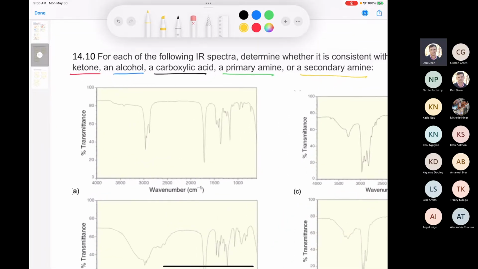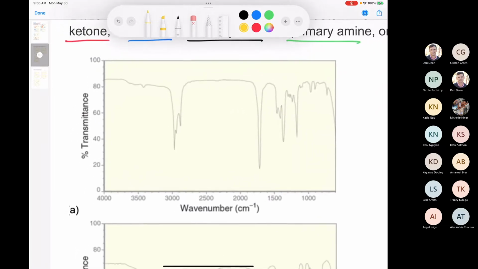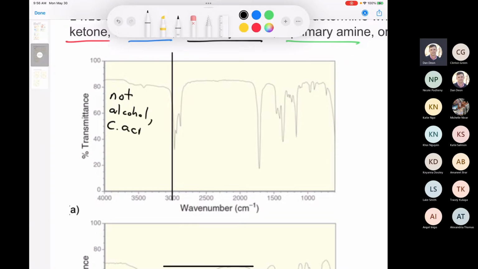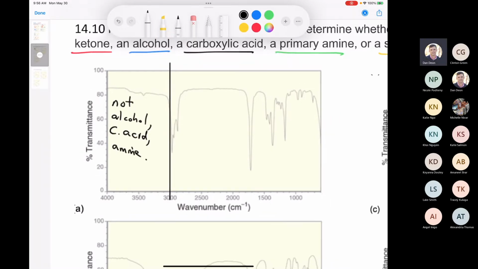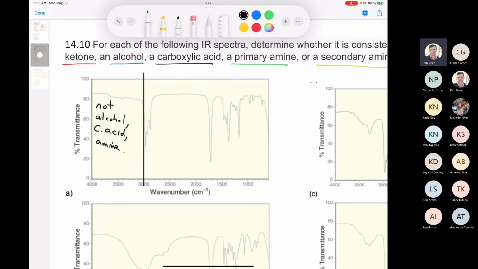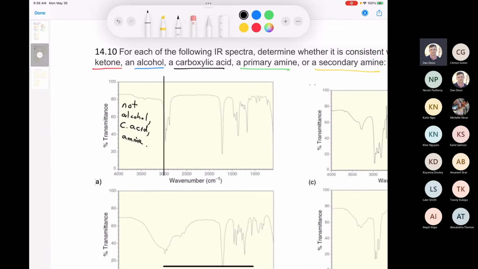Let's zoom in on A. We'll start with A, and we could draw that line at 3,000 reciprocal centimeters right here. And you see that we have no stretching above 3,000. So we can say this is not an alcohol. It's not a carboxylic acid, not an amine. None of those things. What were the other possibilities? A ketone. So it's not an amine, it's not a carboxylic acid, and it's not an alcohol. Could this be a ketone?